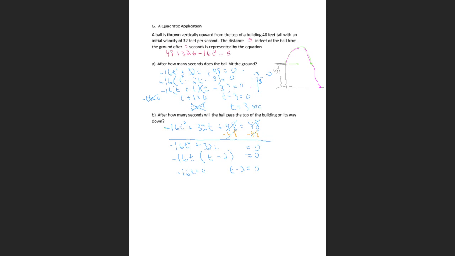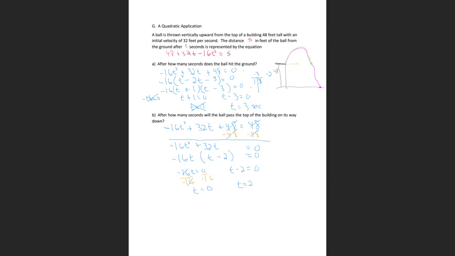This one over here looks a little funny. So if I just go ahead and use strategies, if I divide each side by negative 16 to make that coefficient equal to a 1, the 16s divide out and turn into a 1. 0 divided by negative 16 would be 0. And t minus 2 equals 0, that looks more familiar. That would have to be a 2. So there's my two answers, 0 and 2.